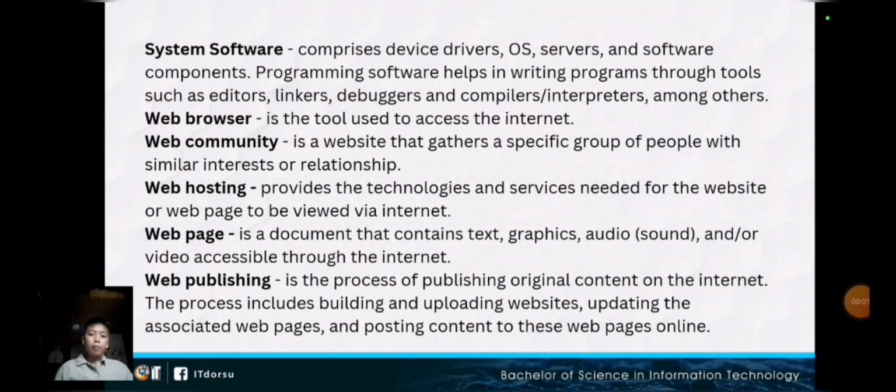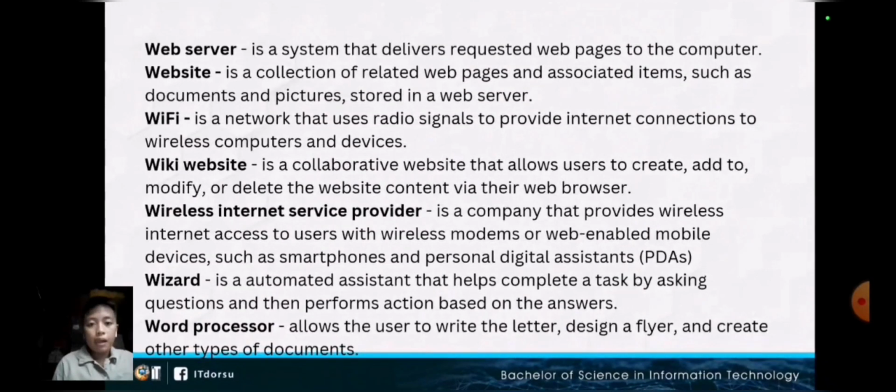Next is web hosting. Provides the technologies and services needed for the website or web page to be viewed via internet. So, it allows users to store content offsite, reducing local storage and cost the associated physical footprint. So, next is the web server.